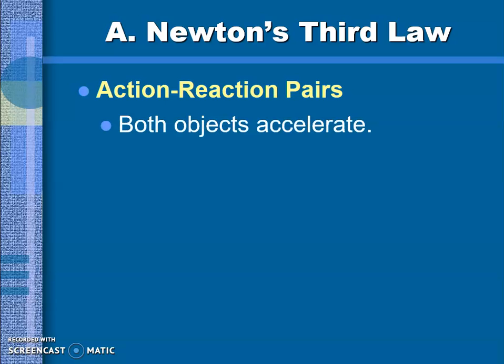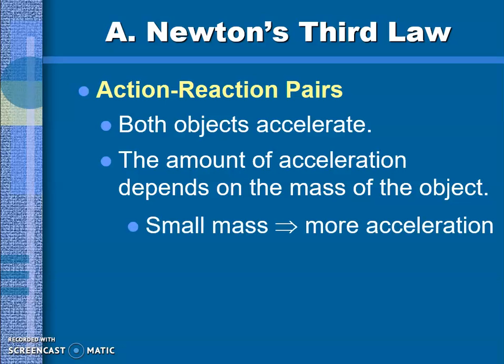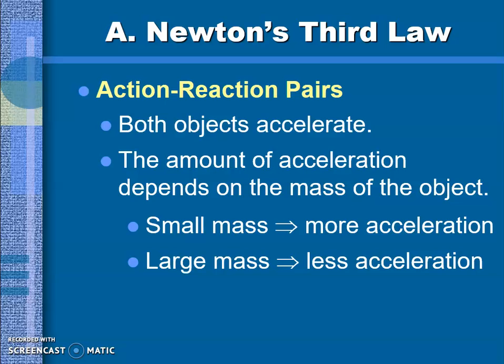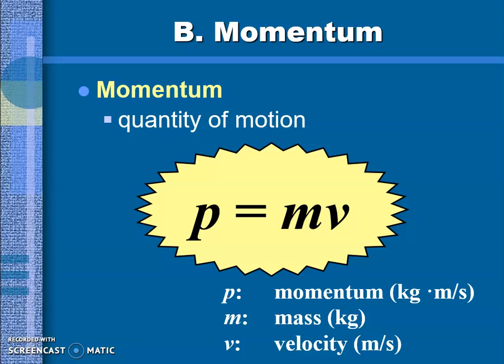Both objects in these action-reaction pairs accelerate. The amount of acceleration depends on the mass of the object. Something with a small mass will have more acceleration. Something with a large mass will have less acceleration. And this allows us to calculate momentum. Momentum is a quantity of motion that is derived by multiplying the mass times the velocity.